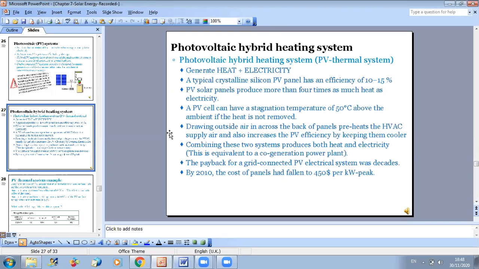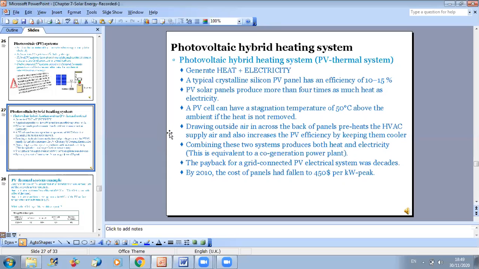So if you remember, what is the meaning of cogeneration? It is when we use two different systems combined together to increase the efficiency, as was the case for combined gas turbines and steam turbines, if you remember.